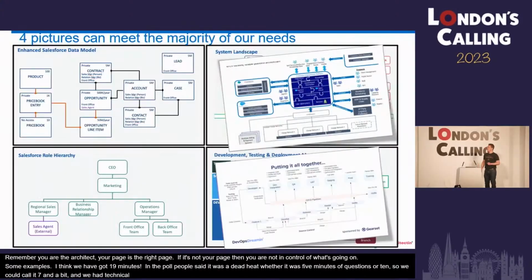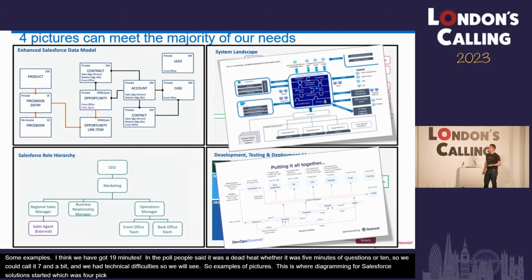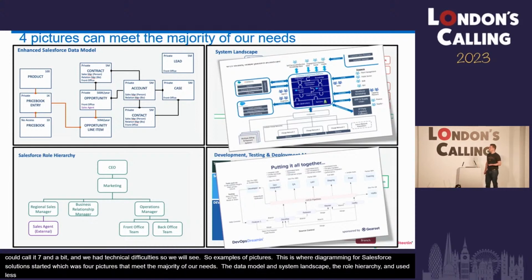So, examples of pictures. This is where diagramming for Salesforce Solutions started, which are sort of 4 pictures that meet the majority of our needs. So, the data model and system landscape, the role hierarchy, used less frequently, but really critical in your technical design, and then your environment deployment landscape.